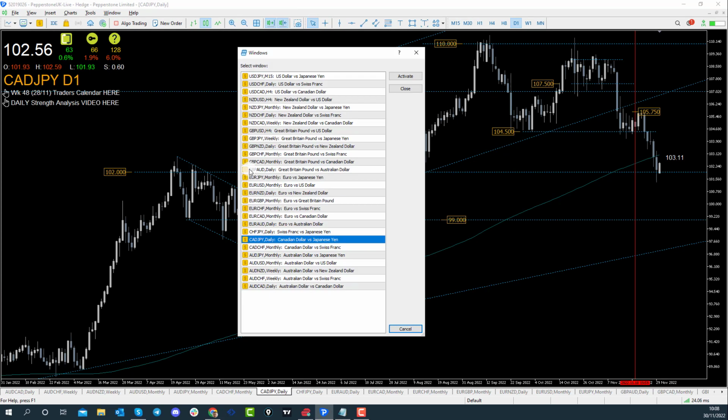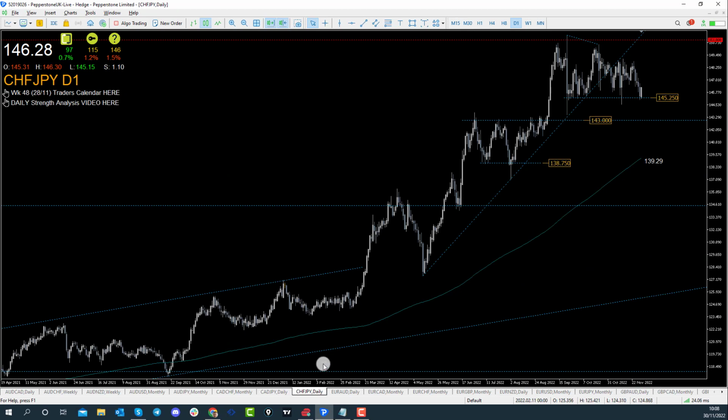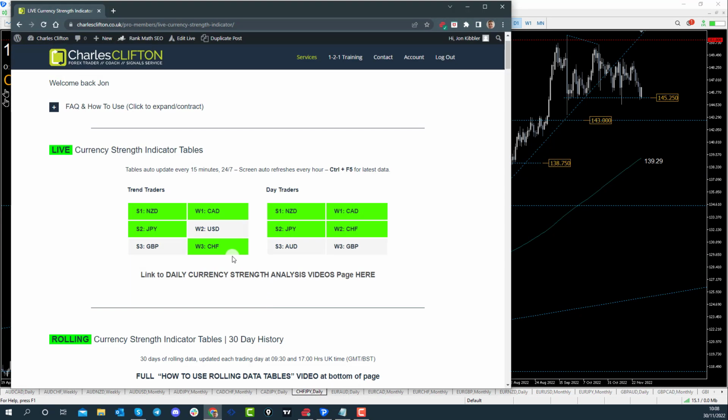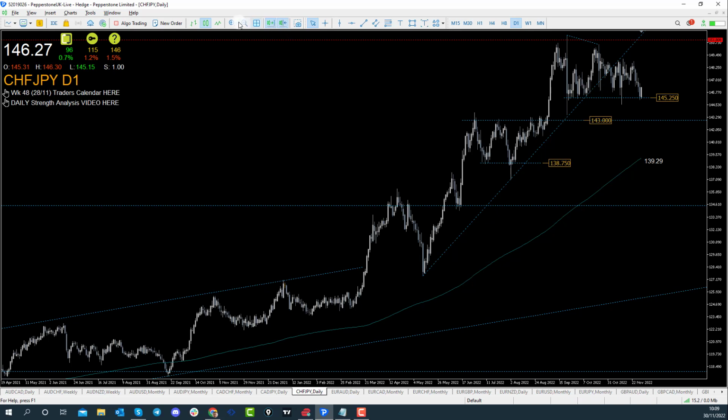Another chart that featured on the tables was Swiss yen. So we're just going to go to Swiss yen, just highlight the tables again. Swiss being W3 here, W2 on the day traders there. So Swiss weak currency at the moment, so naturally you'd be looking for that Swiss yen downside.